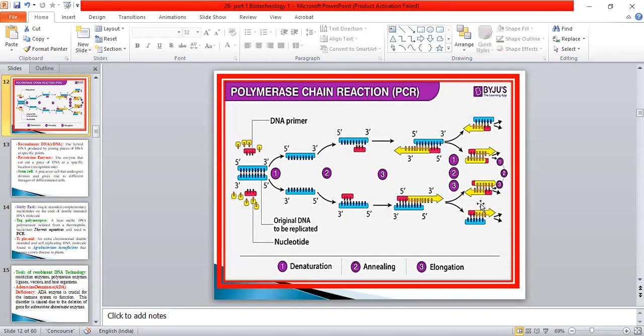Finally, the number of copies increases. Here, two copies. Here, four copies. Again, four into two, eight copies. Eight into two, sixteen copies. That is why it is denoted as 2 power n. Finally, how many copies do we need? Thousands or millions. Within a short period, we will obtain them. After that, we finish the polymerase reaction with the help of the stop codon.